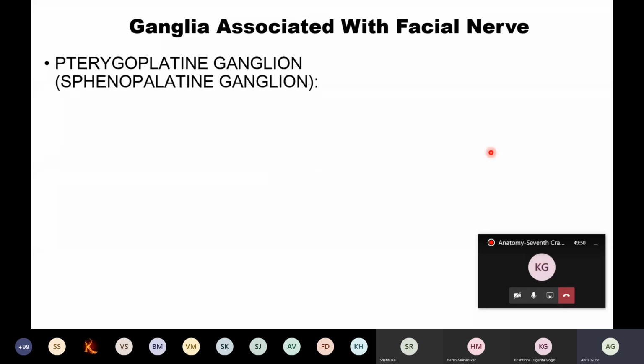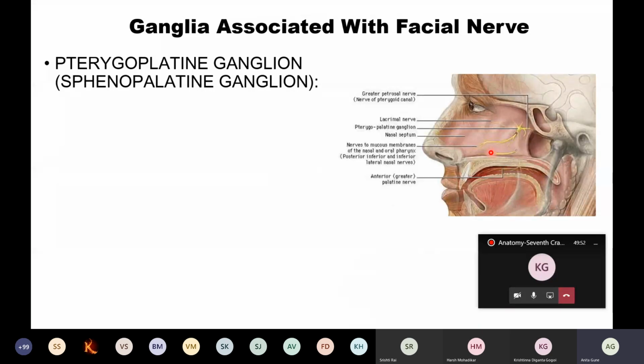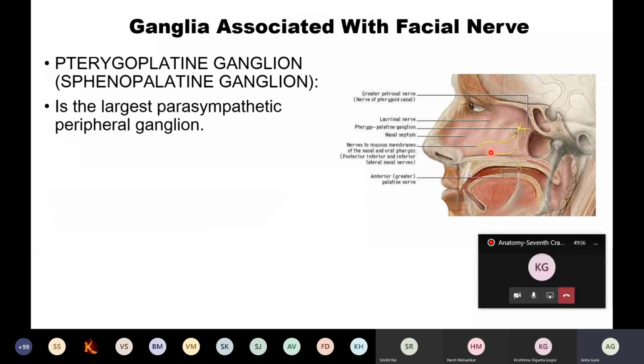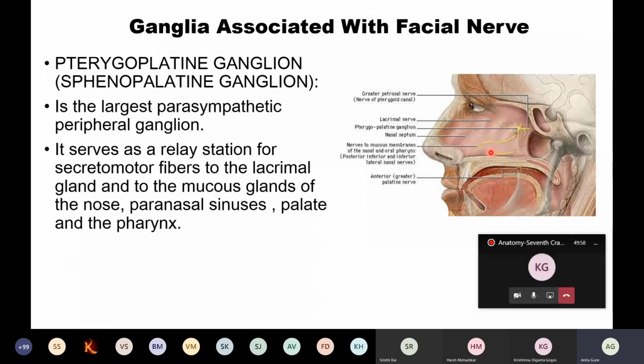The third ganglion which we spoke about related to the facial nerve is the pterygopalatine, or it is also called the sphenopalatine ganglion. It is the largest peripheral ganglion. What is the relation over here? From the geniculate ganglion, we have the greater petrosal nerve we saw, which will join the deep petrosal nerve to form the nerve to the pterygoid canal, which goes and relays in the pterygopalatine ganglion to supply the lacrimal gland, mucous gland of the nose, paranasal sinuses, palate, and pharynx.